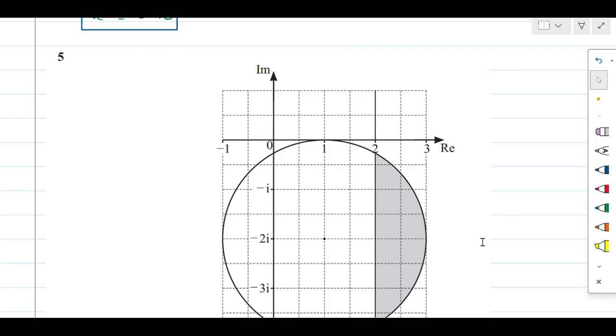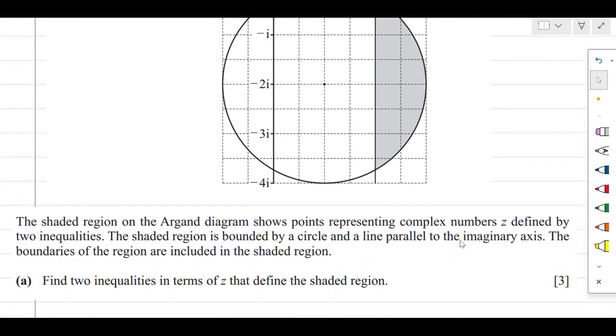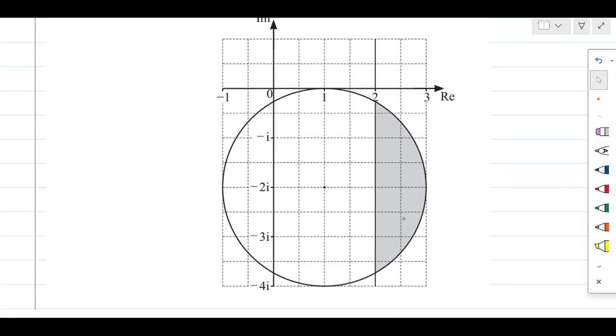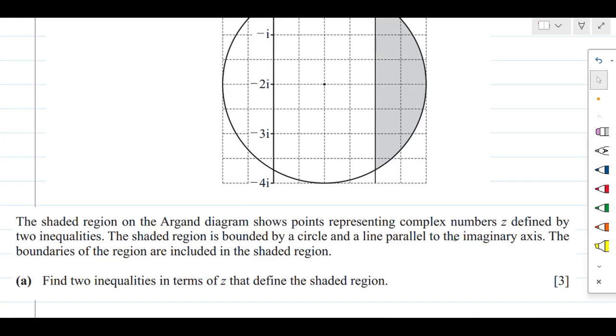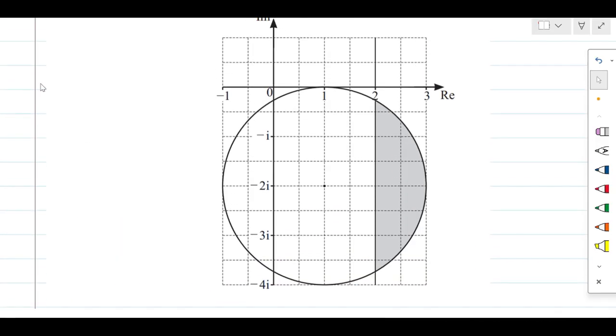Question number 5. The shaded region on the Argand diagram shows points representing complex numbers z defined by two inequalities. The shaded region is bounded by the circle and the line parallel to the imaginary axis.